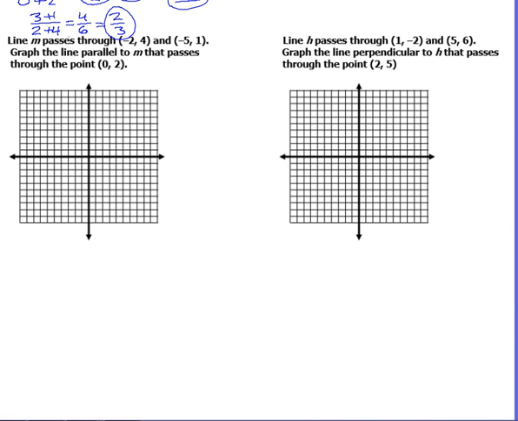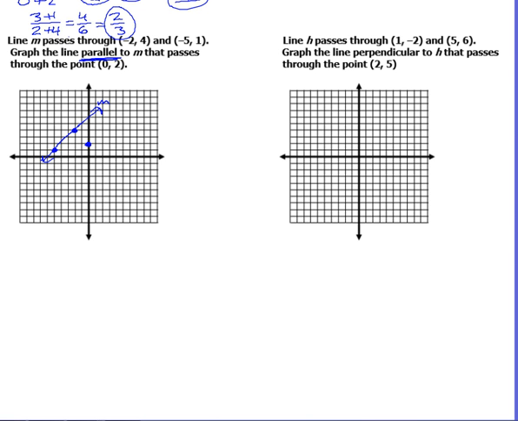Line M passes through -2, 4, so I'm going to graph that point. -2, 1, 2, 3, 4. And -5, 1, 2, 3, 4, 5, 1. So that's the line M. It says graph the line parallel to line M that passes through the point 0, 2. So just graph the point 0, 2. And now we need to draw a line that's parallel to that.